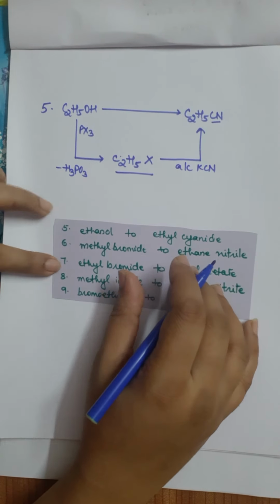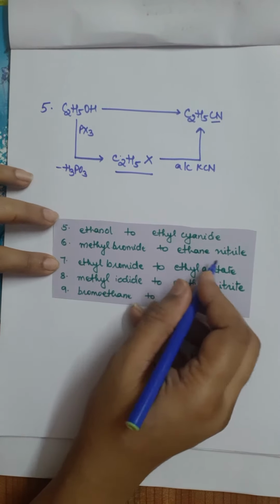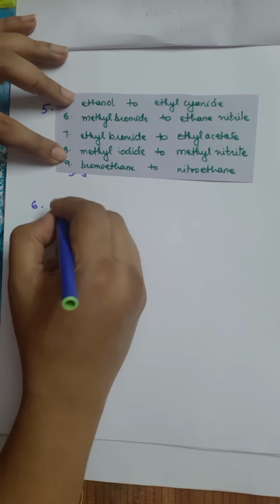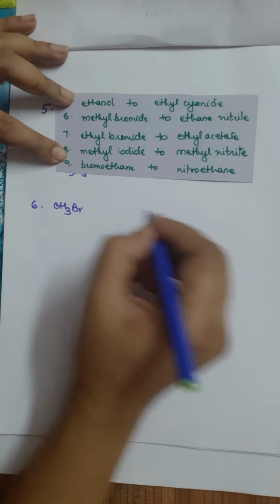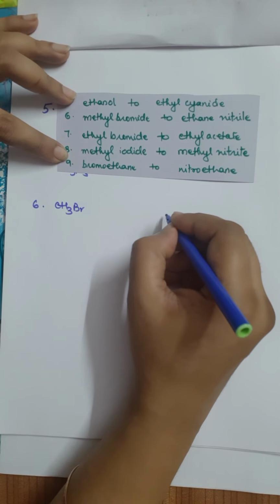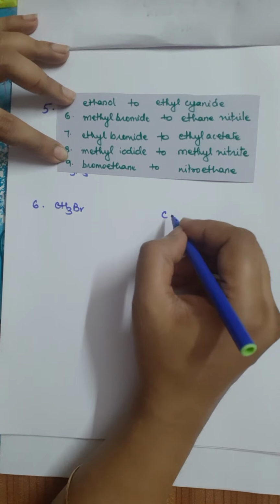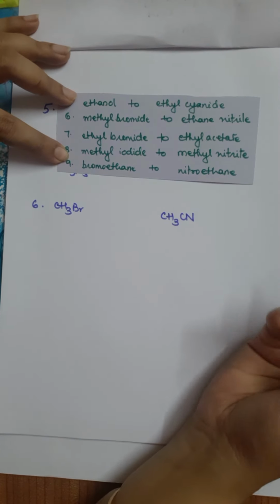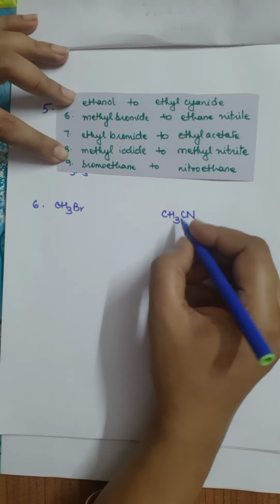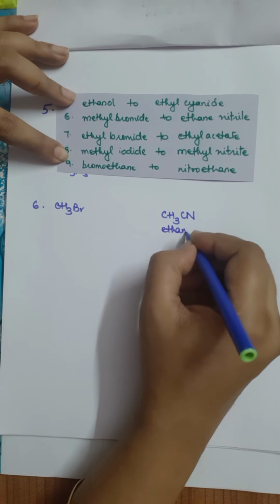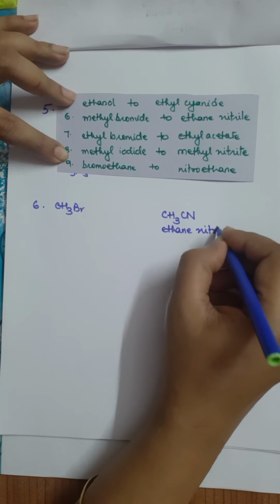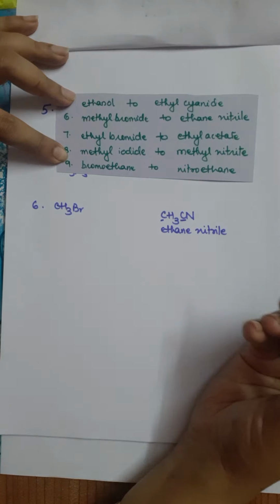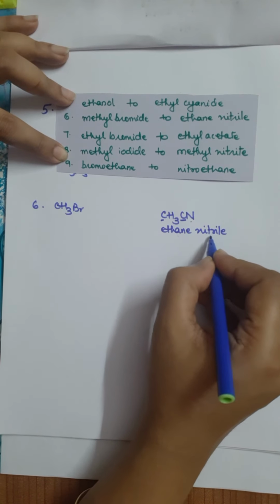desired compound. Then sixth reaction, methyl bromide to ethane nitrile. Methyl bromide CH3Br to ethane nitrile. Now here ethane means what? There should be two carbon atoms. So do not get confused. Ethane nitrile is nothing but methyl cyanide. This is how you name the cyanide group in IUPAC. Okay, so there are two carbon atoms. So that's why ethane, and nitrogen, that is nitrile.